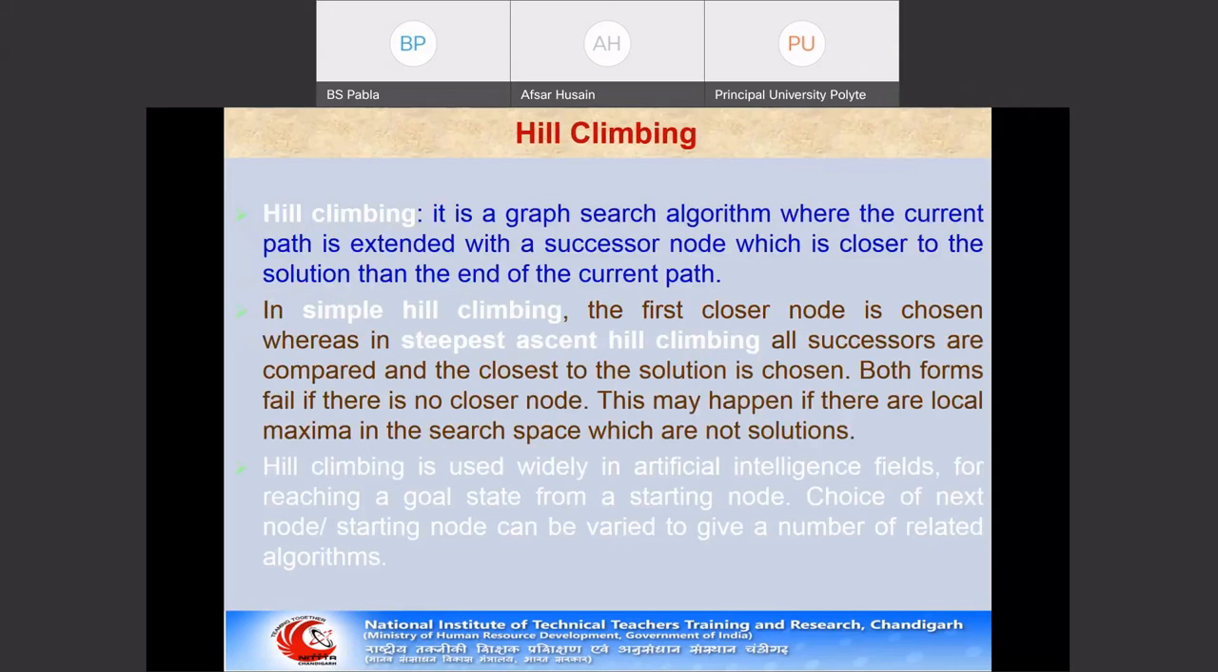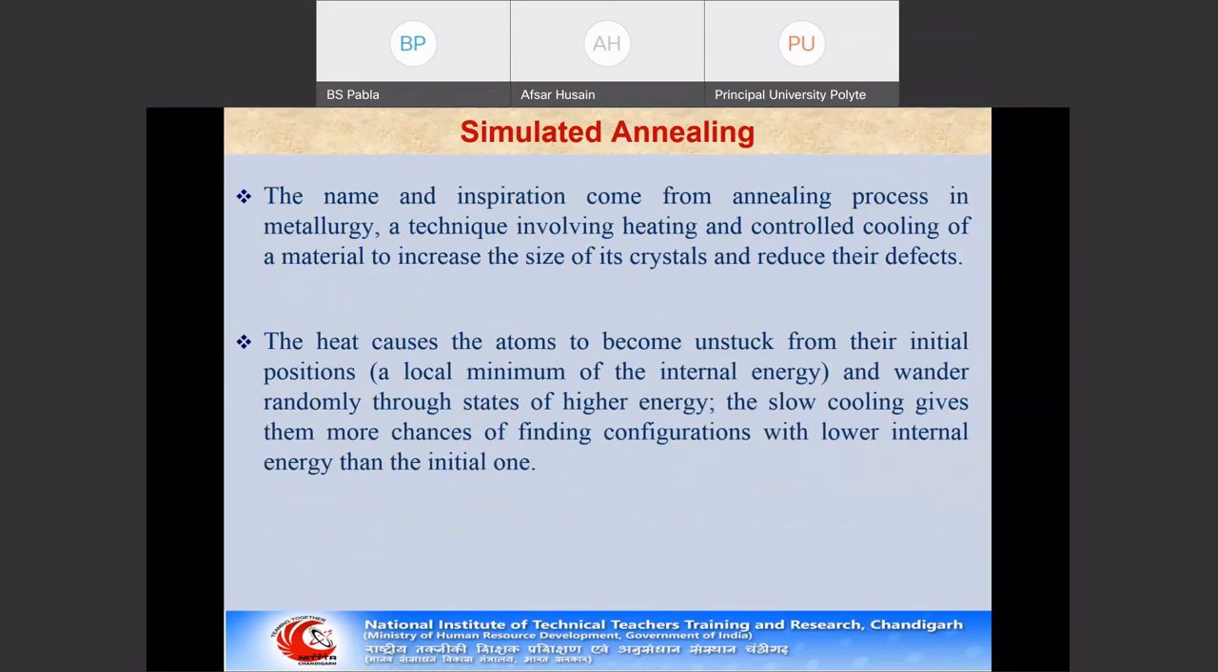There is a technique called hill climbing. It is a graph search algorithm. These are basically search algorithms, search techniques: how to go to an optimal solution. Simulated annealing.